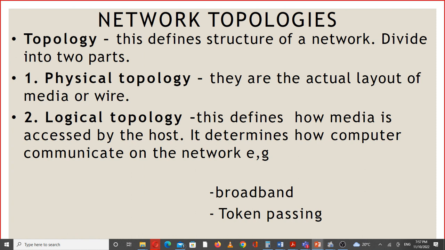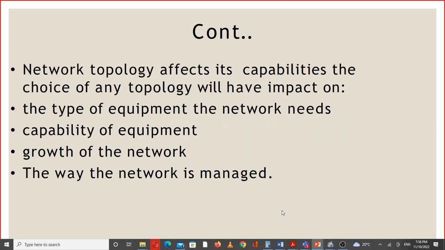Topology is the structure of a network, and it is divided into 2 parts. Physical, which is the way the network is wired or connected. Then the logical, which defines how media is accessed by the host. How you will be able to access that type of network. It determines how the computer communicates on the network. Examples are the broadband and the token passing.